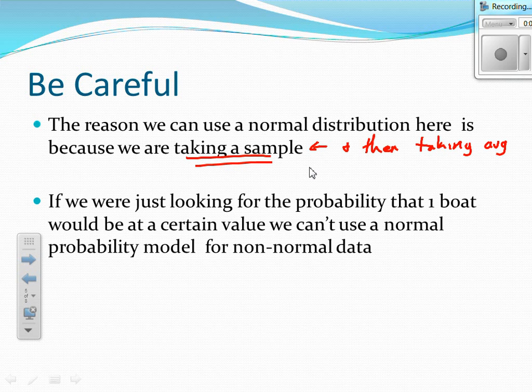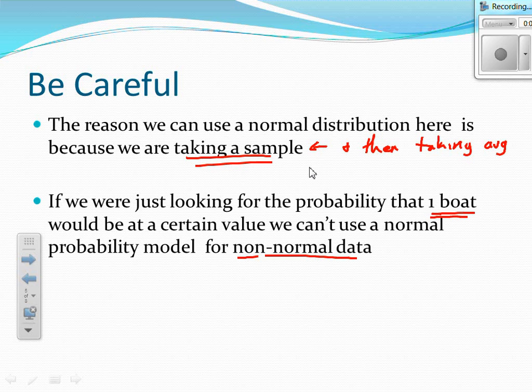If we were just looking for the probability that one of those boats caught 23 fish, well, we couldn't use normal CDF because it's non-normal. So if it was a single boat, we'd have to use a different type of statistics.